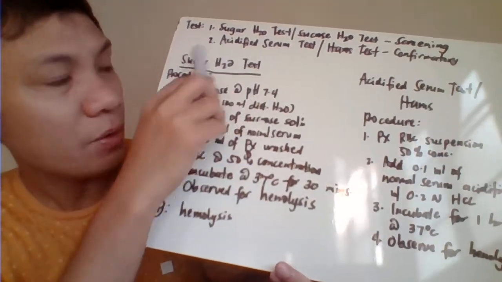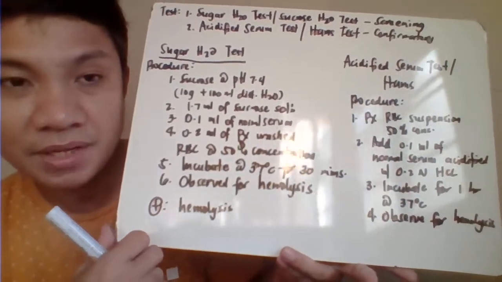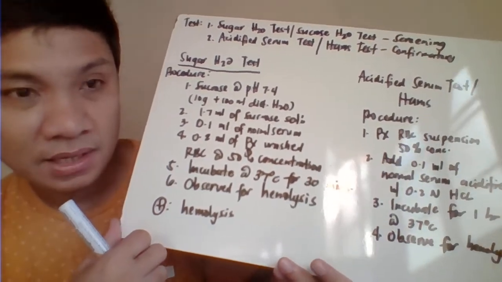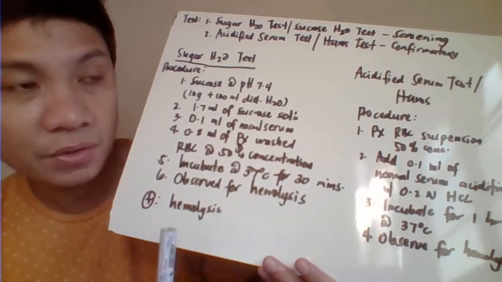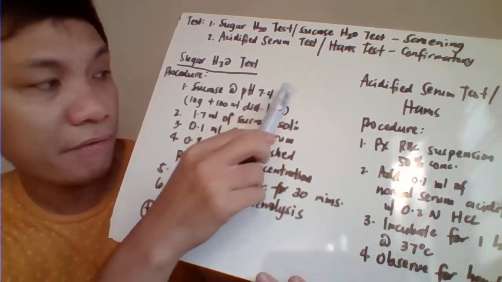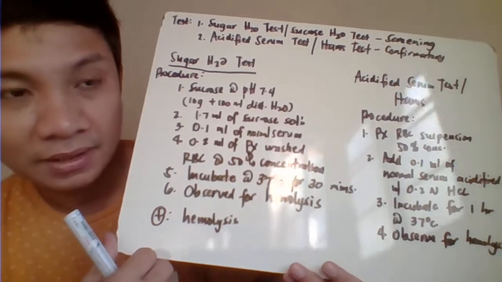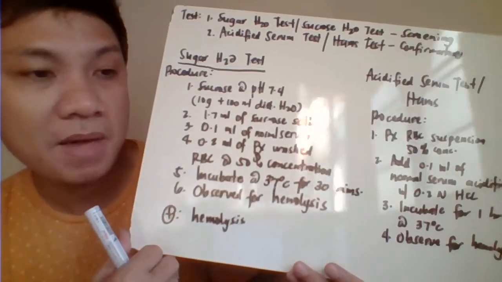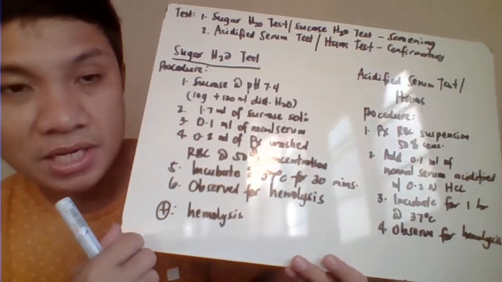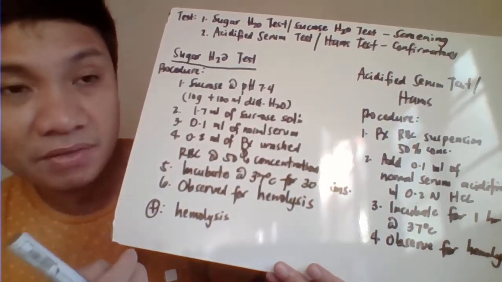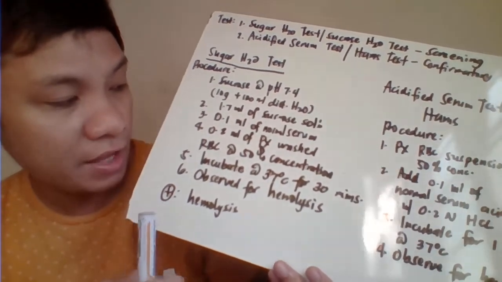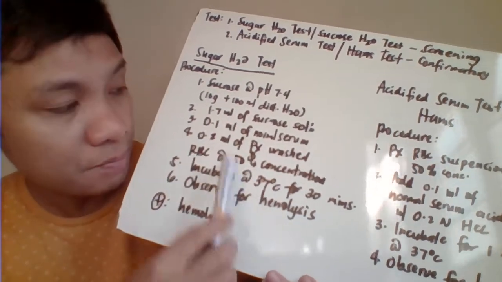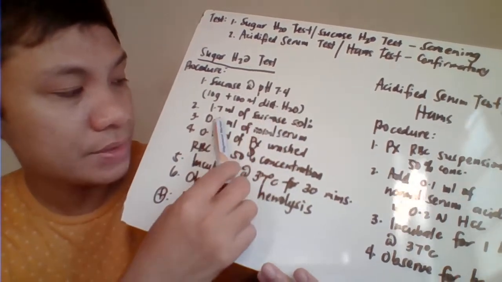Okay, for your sugar water test, the serum of the normal patient is your reagent, and you need to add your sucrose. You need to buffer your sucrose at a pH of 7.4. So we have that one with 10 grams of sucrose plus 100 ml of distilled water. And make sure that the pH of that should be 7.4. So we have your serum added with the sucrose solution, 0.1 ml.